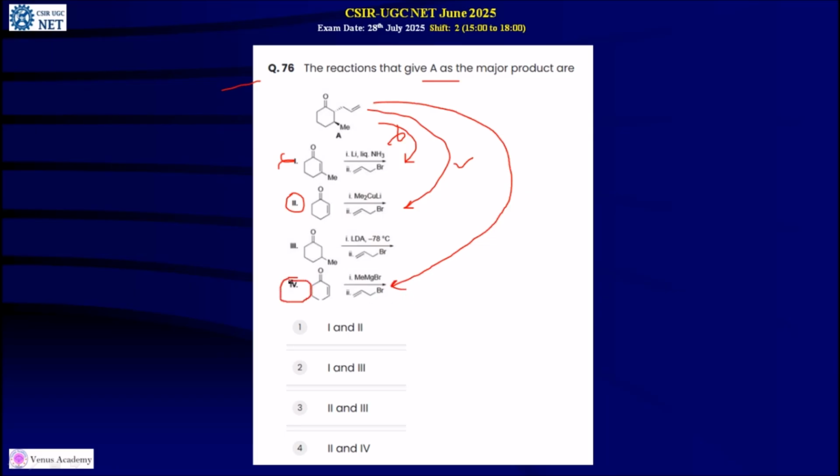So 2 and 4 are possible here, chiral molecule, but the product is chiral here. So to get this, here also it is possible, but the methyl group is on plane, right? So reactions 2 and 4 are going to give the desired product. So option number 4 is going to be the correct option, students. This is Michael addition followed by alkylation, alpha alkylation.